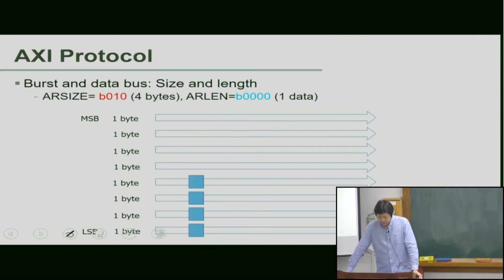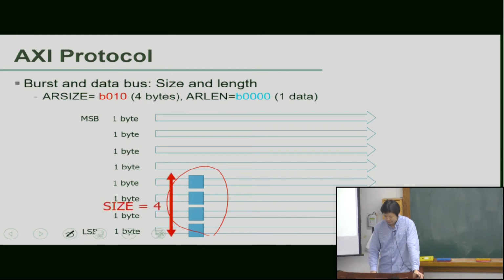The next one, another combination could be burst size is 010, which means a 4 byte transfer, and the length is 00, which is 1 data. Then we simply make one transfer with 4 bytes in it. Again, this one size is 4 and length is 1. That's simple.